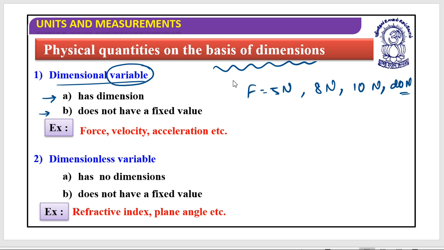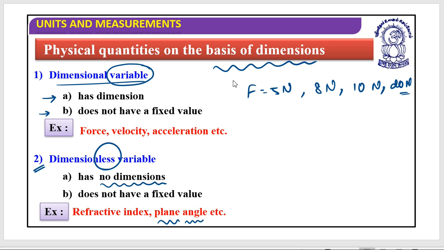The second category we say is dimensionless. Look at this. These are dimensionless variables, which means they do not have any dimensions, but they are variable, so they do not have a fixed value. Which are they? Do you remember plane angle and solid angle? Do you remember it? What are they?